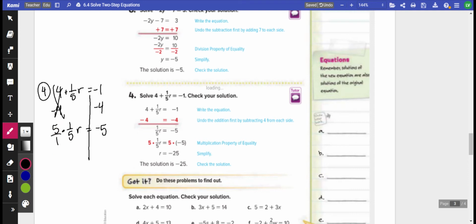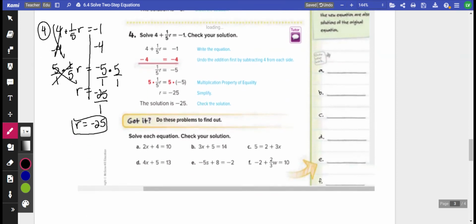Multiplying both sides by my reciprocal to get my fraction equal 1 on the left. R equals, well, I'm going to take negative 5 and put it over 1. So that way I have two fractions. I'm going to multiply negative 5 times 5. So my two numerators, which is negative 25, divided by 1 times 1, which is 1. So that simplifies to r equals negative 25.